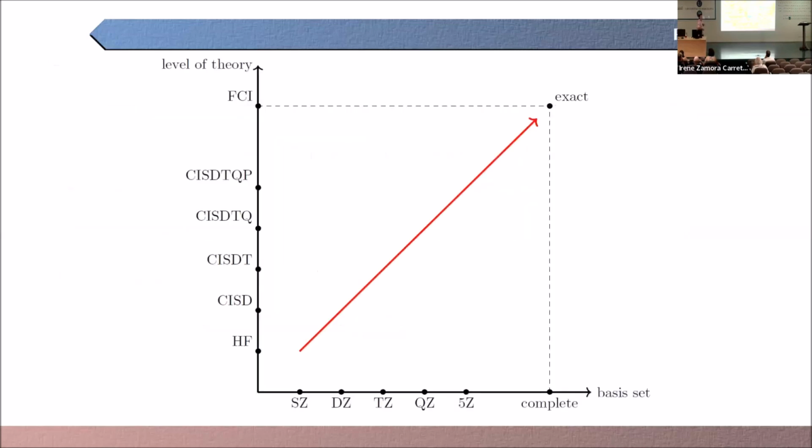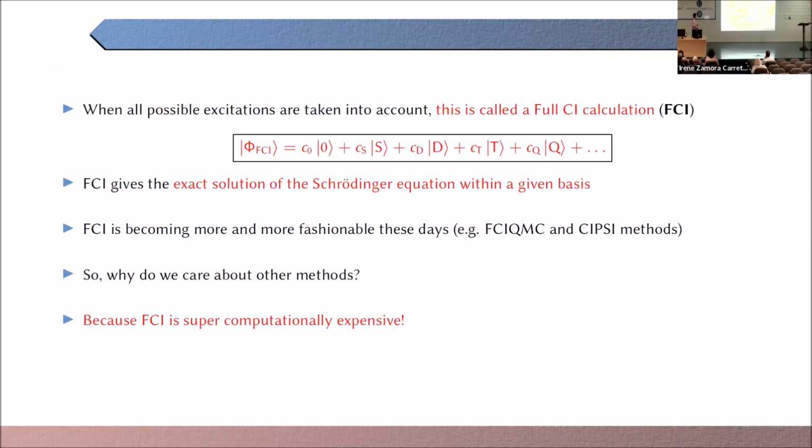For example, if we look at the famous Pople diagram, here if I take one basis set, for example a double zeta basis, and I increase my excitation degrees from Hartree-Fock to full CI, I'm going to get here, which is the exact solution for this basis set. But if I really want the exact solution of the Schrödinger equation, I have to go to the complete basis set limit. So that's something that we need to keep in mind.